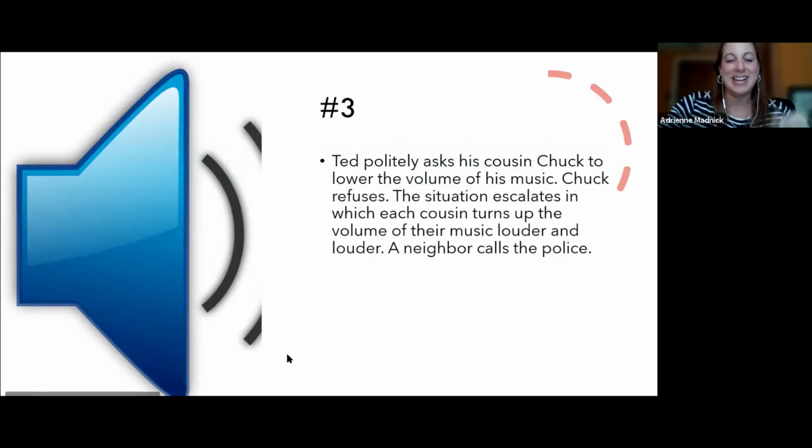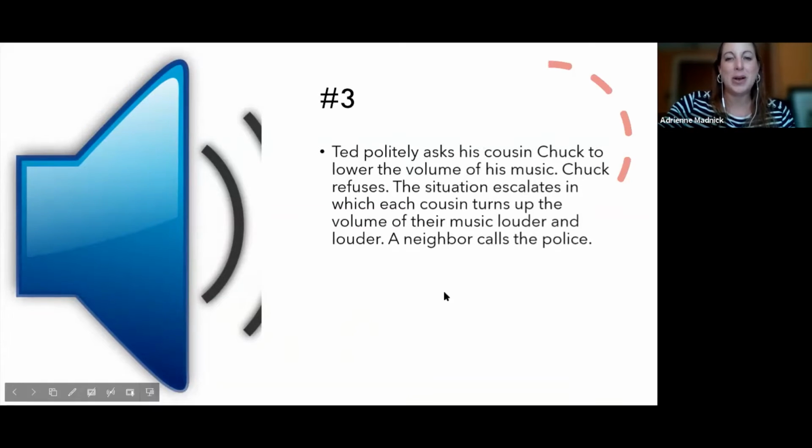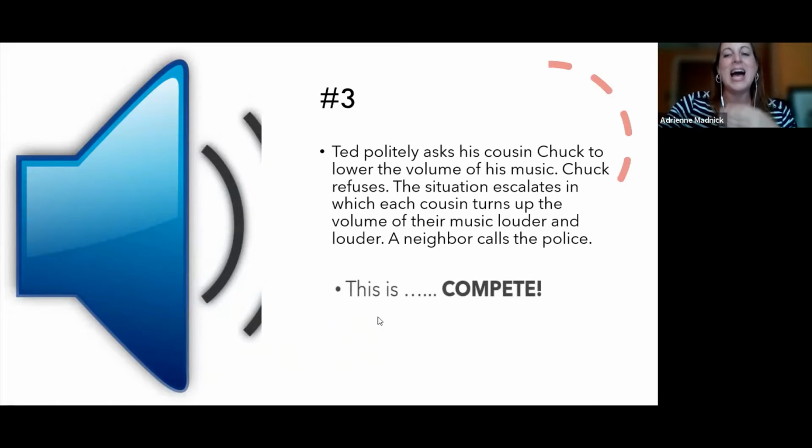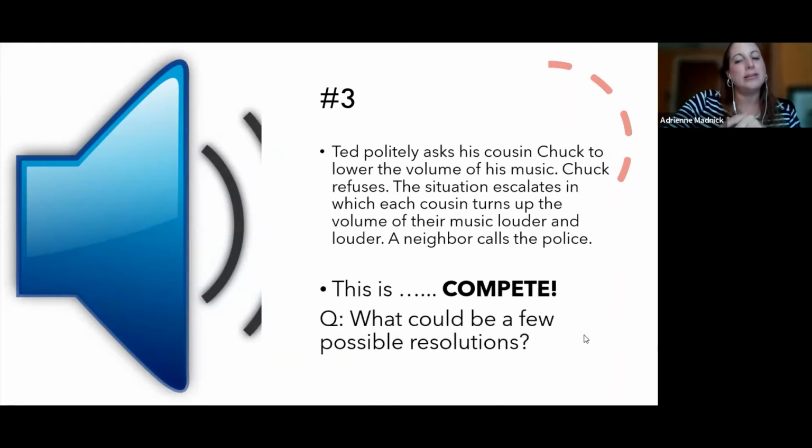Compete. Good, guys. Awesome. Yes, exactly. So there was a little competition going on between Chuck and Ted. Neighbors called. Not a good situation. So this is called compete. But my question is, what could be a few possible resolutions? What could have happened in this situation? Instead of them competing, what could they have done differently?